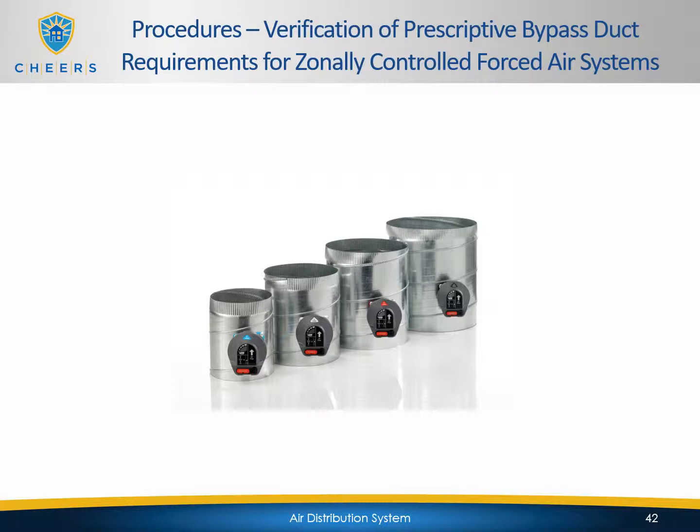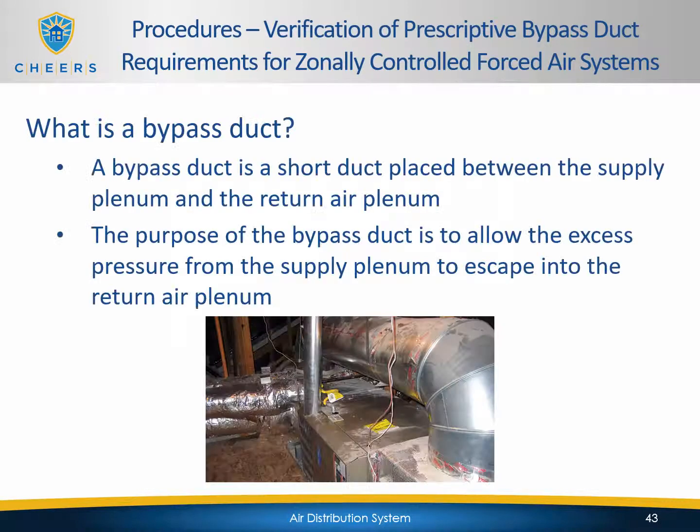The verification of prescriptive bypass duct requirements for zonally controlled forced air systems are also a requirement of HERS raters. So what is a bypass duct? A bypass duct is a short duct placed between the supply plenum and the return air plenum. The purpose of the bypass duct is to allow the excess pressure from the supply plenum to escape into the return air plenum.